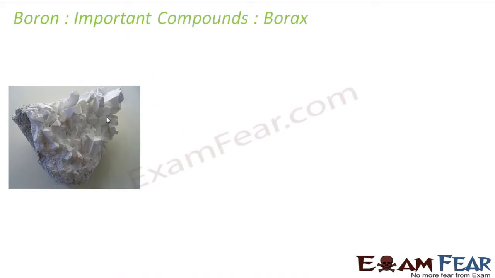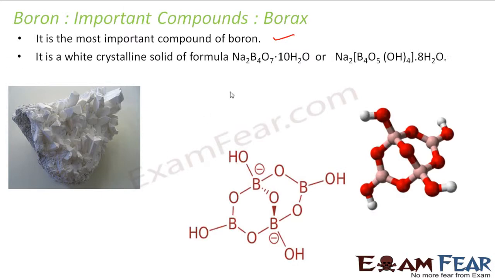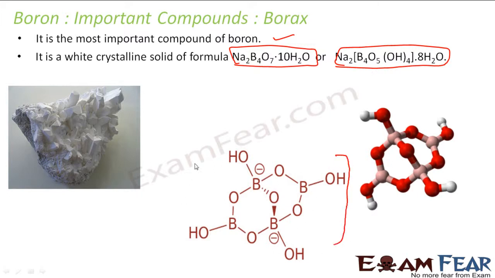The borax looks something like this. It is a very important compound of boron and its formula is Na2B4O7·10H2O. Or if you want, you can write it this way also, Na2B4O5(OH)4·8H2O. Both are actually the same. If you see the structure of borax, this is actually an anion with a minus 2 charge, right? This is minus 2 charge.